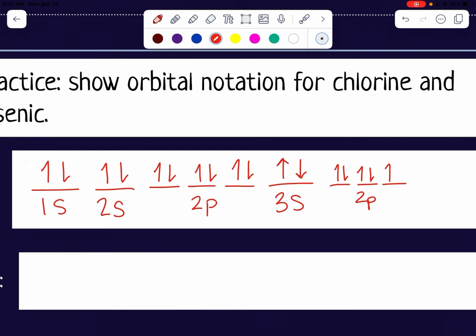Okay. Oh, and Miss Hammer, you made a big mistake. I wrote 2p down there. It's 3p. Oops. So I'm going to label that 3p.